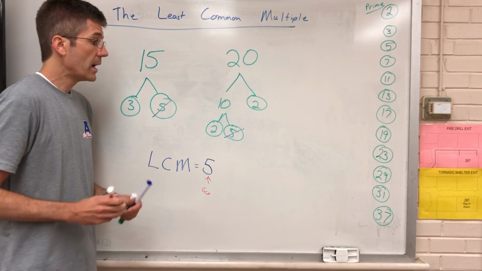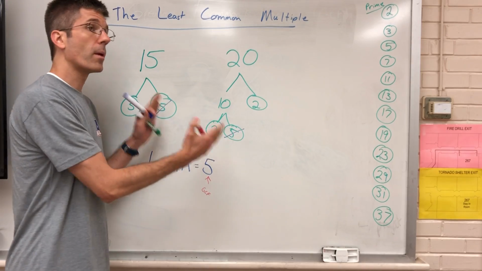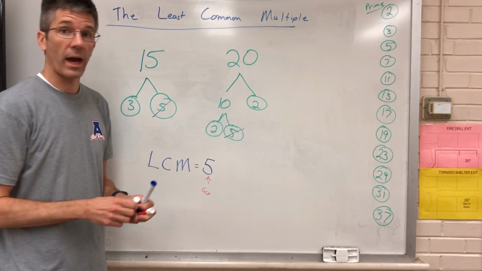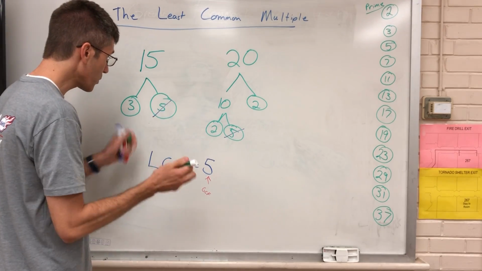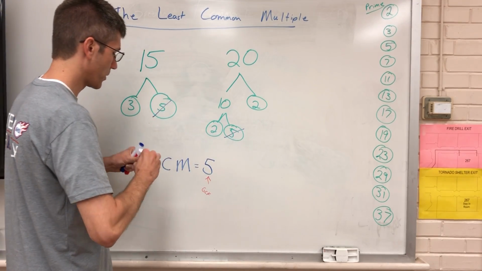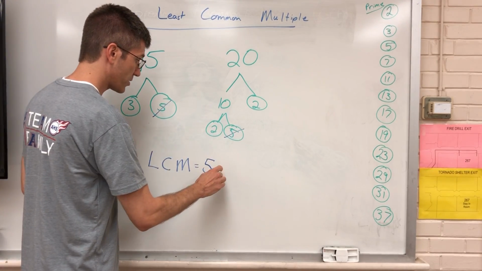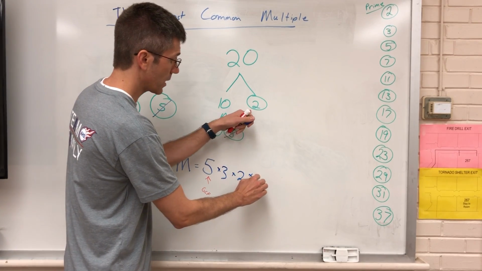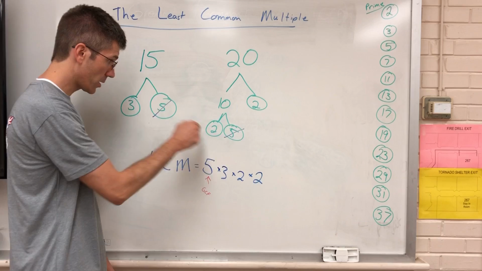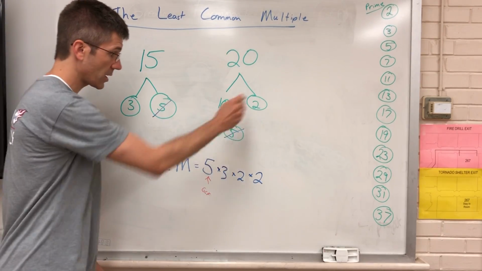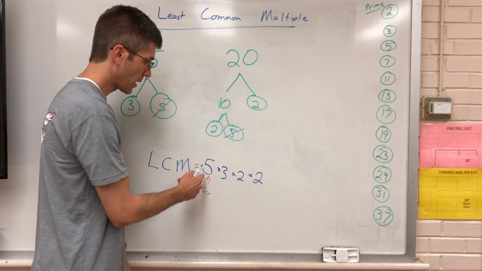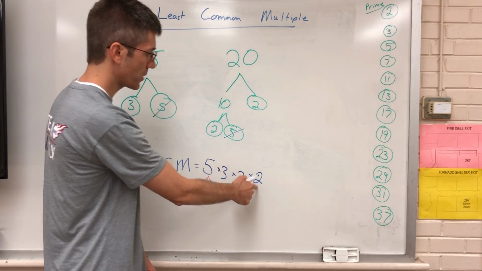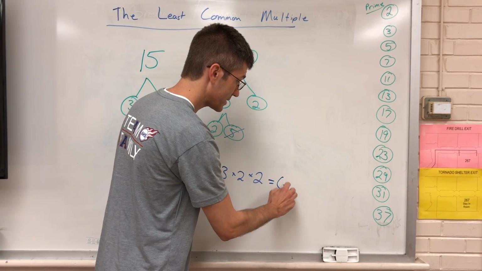But we're not done. Now that we've marked out every pair, we're still going to list whatever else we have. We still have a 3, so 5 times 3 times 2 times 2. We list everything else. So here we go: 5 times 3 is 15, times 2 is 30, times 2 is 60.